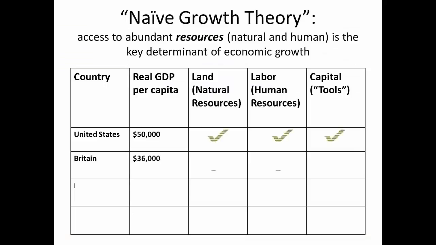Think about another example, which is Britain, which is actually not quite as high as the US, but 100 years ago was the most productive and wealthiest economy in the world. Still pretty successful. Their real GDP per capita is currently about 36,000. And do they have the land and natural resources? I'm going to say yes. Others might say no because they're a small island nation.